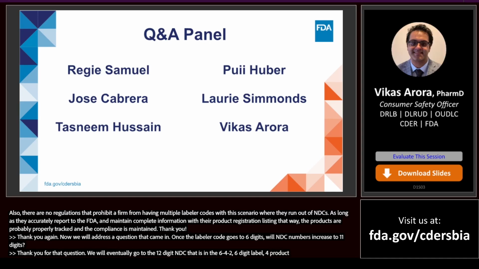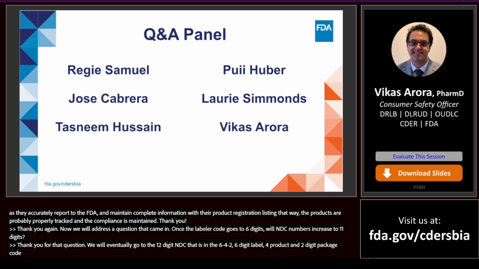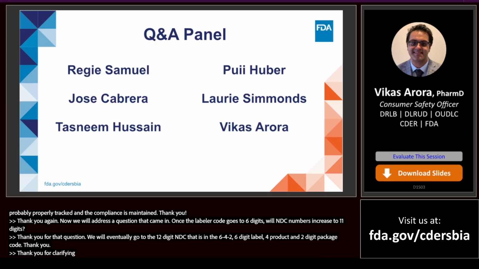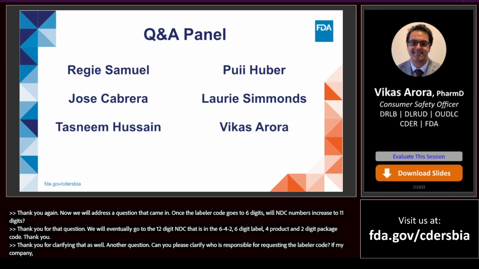Thank you for clarifying that as well. Another question for you, Dr. Arora. Can you please clarify who's responsible for requesting the labeler code? If my company, say ABC Pharma, has a product, but we're using establishment ZBA to manufacture the finished drug product, is it ABC Pharma's responsibility to request the labeler code, or is it ZBA's responsibility?